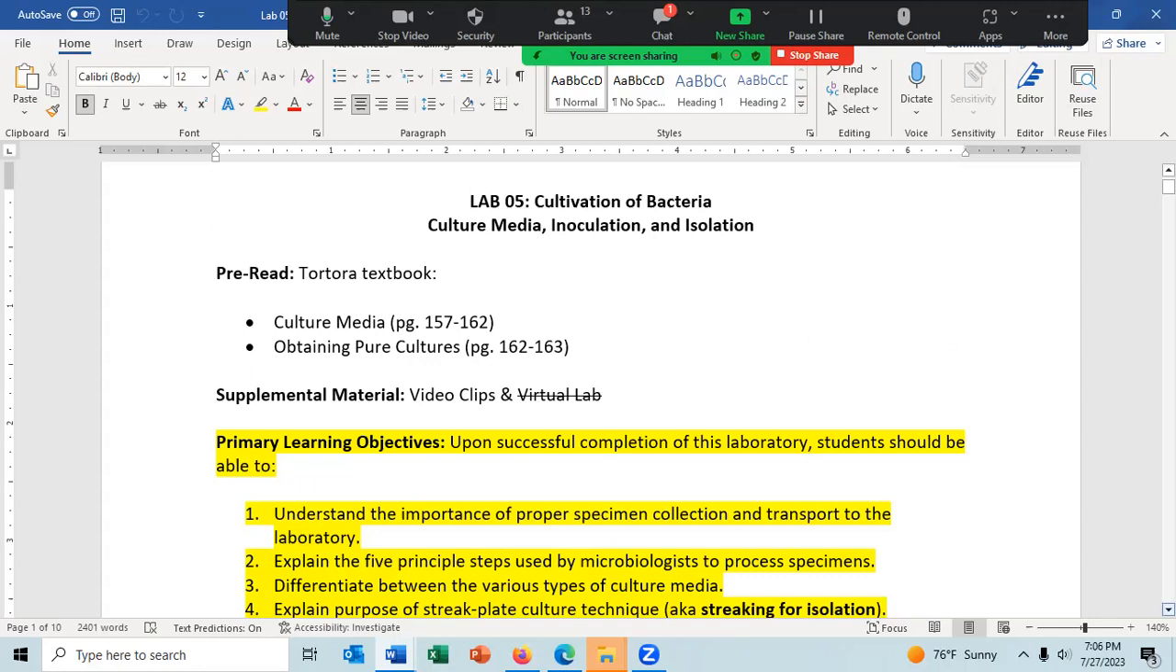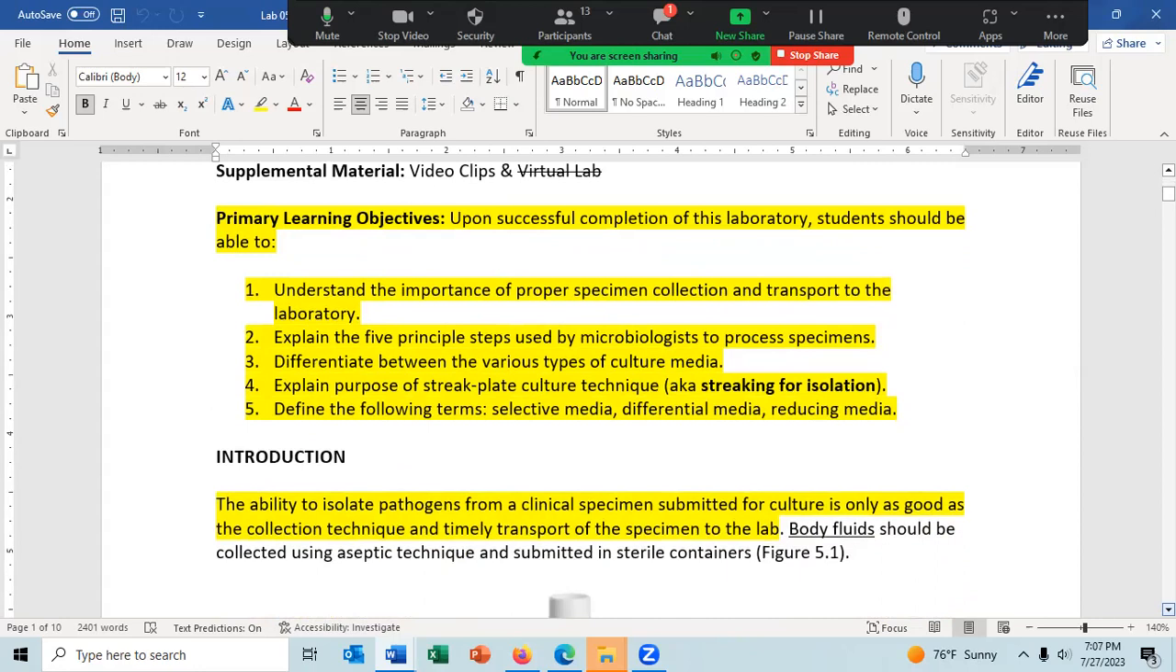The learning objectives for this lab are: first, understand the importance of proper specimen collection and transport to the lab. Second, be able to explain the 5 principal steps used by microbiologists to process specimens. Third, differentiate between the various types of culture media. Fourth, be able to explain the purpose of streak plate culture technique, aka streaking for colony isolation.